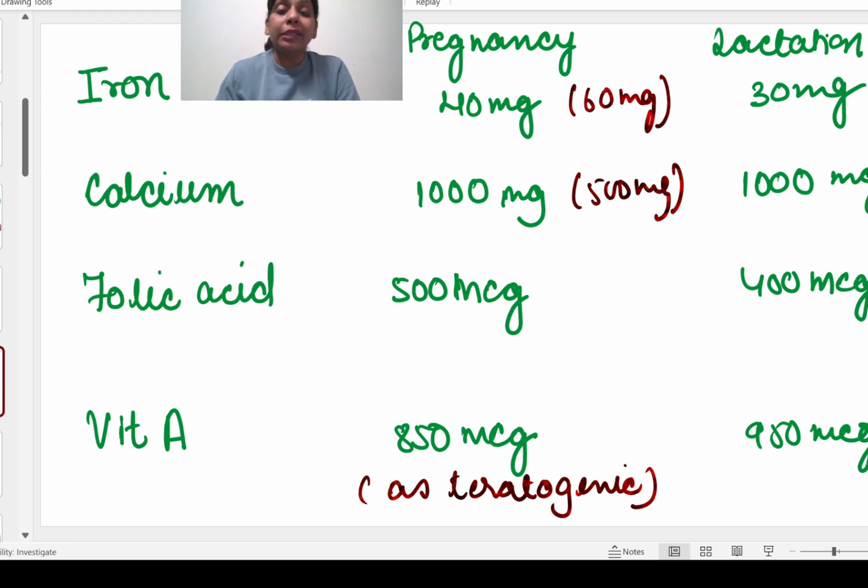Okay, so in lactation it is a bit less iron, 30 milligram, a bit less folic acid, 400 microgram, and calcium is the same, and vitamin A is a bit more, 950 microgram. So this was a question in the INI-CET: what is required more in lactation as compared to pregnancy? The answer was vitamin A, not iron, not calcium, not folic acid. So you can say everything required in lactation is a bit less except vitamin A. Okay, so iron required in pregnancy is 40, calcium is 1000 and folic acid is 500 mics.